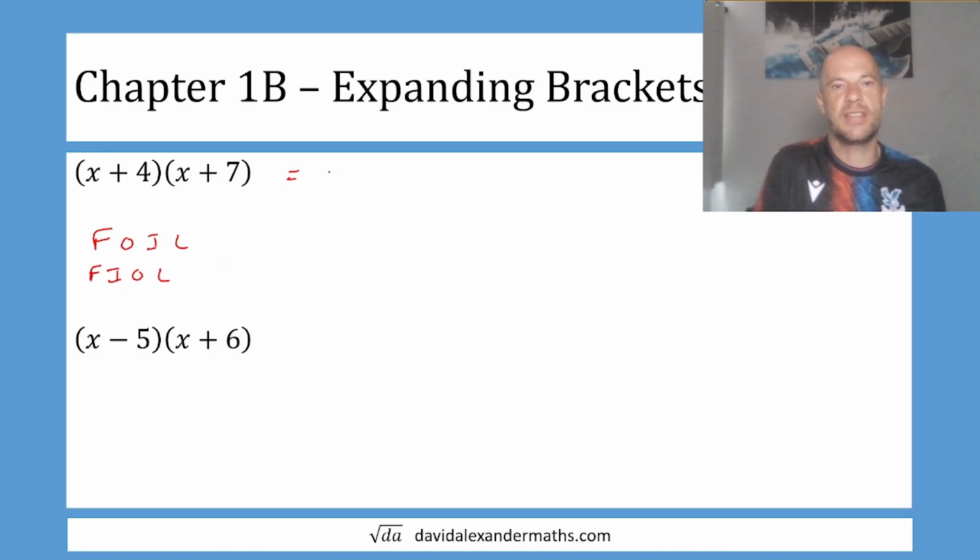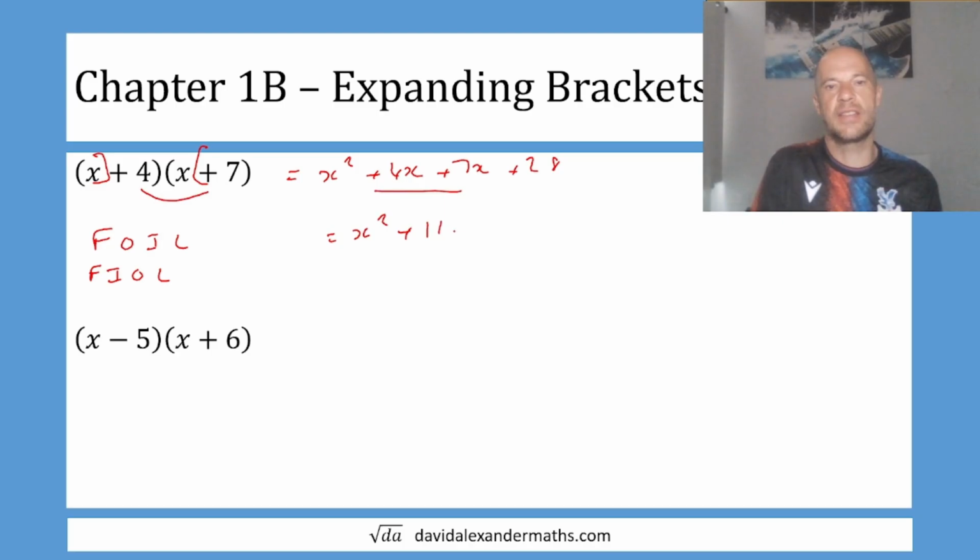So x times x, x squared. In the insides, 4 times x is 4x. On the outsides, plus 7x. And then multiply the numbers together, both are positive, so that'll be plus 28. And now we can tidy up the x's, so that's going to be x squared plus 11x plus 28.